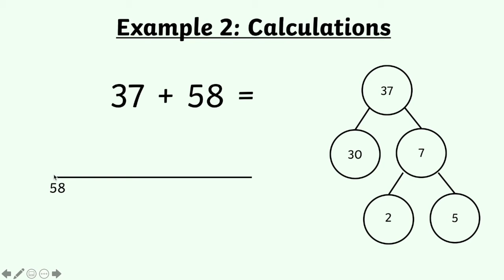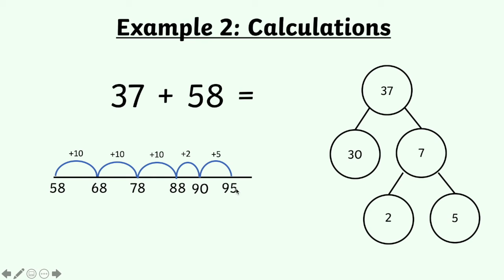So let's add those 3 tens. 10, 20, 30. And that's taken us up to 68, 78, 88. So we've added the 30. Now I know that if I add 2 more, that will get me up to the next 10, which is 90. So I've added 2 more there. And you can see that now I've added part of my 7, I've added 2. And now all I need to do is add 5 more. So there we go, I'm on 95.